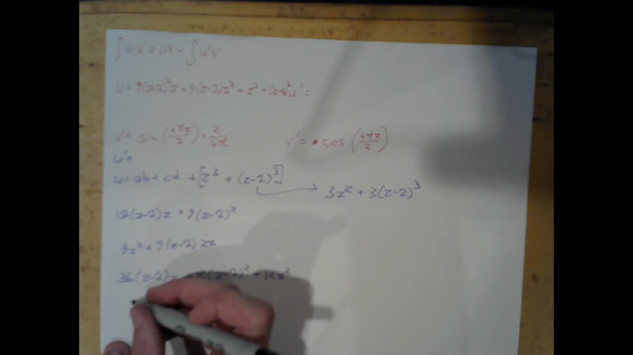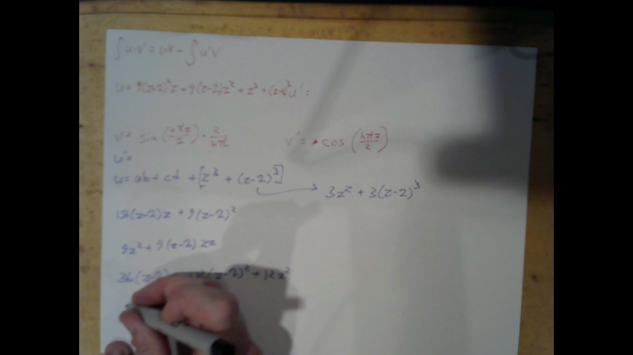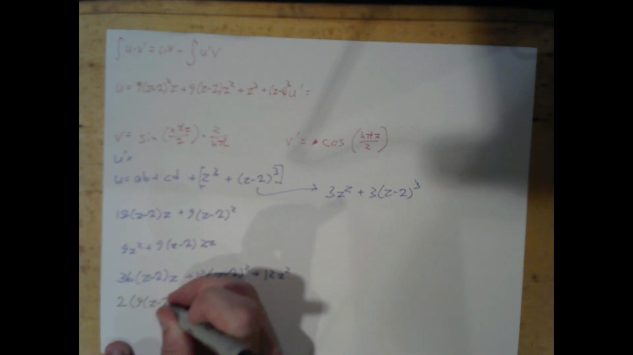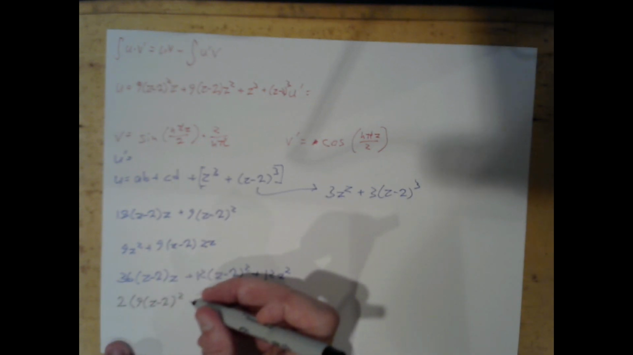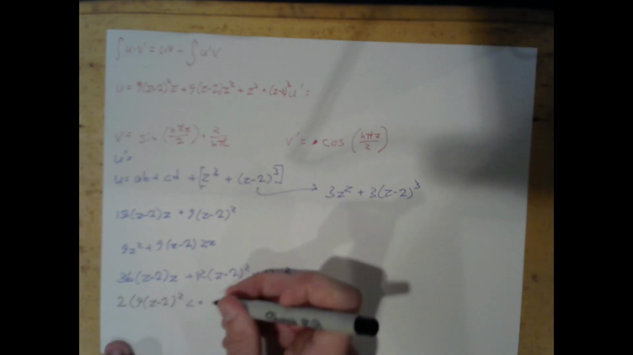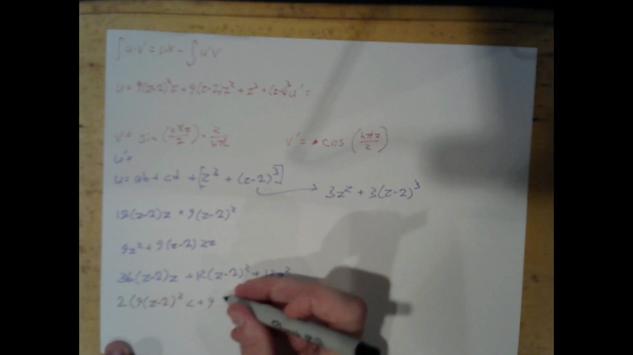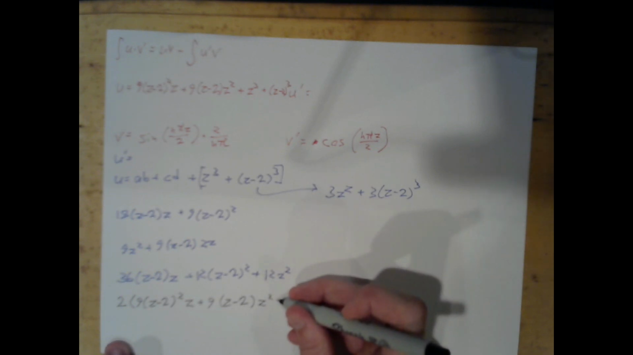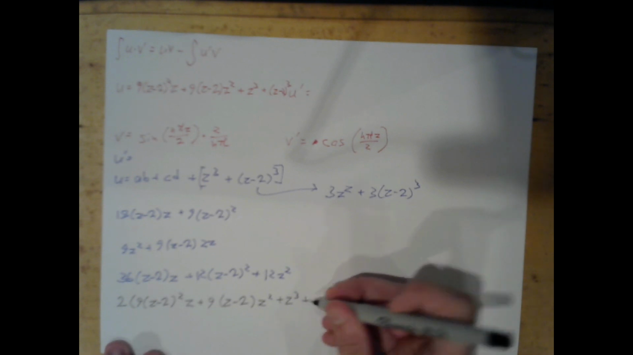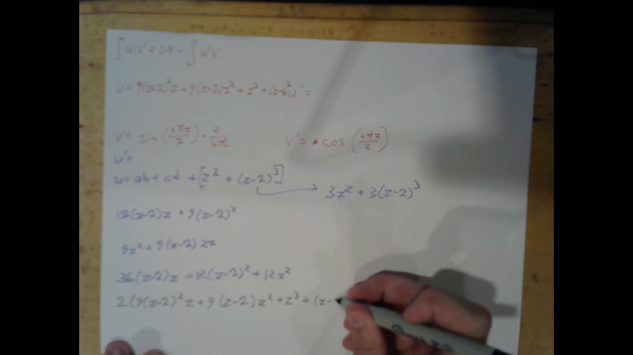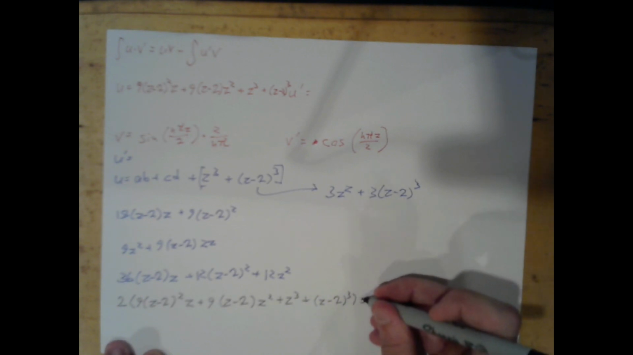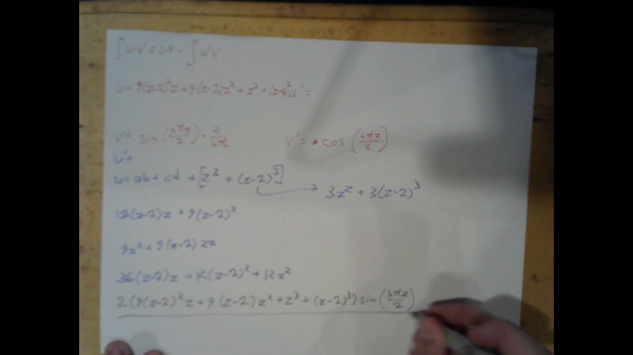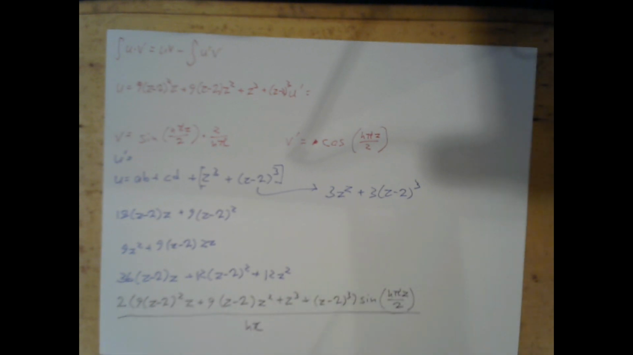We're going to plug it into our original equation, and then we're just going to write the integral on the next page. Okay, so now we're going to be left with, whoa, this pen's dying, 2 times 9 times z minus 2 squared, z plus 9 times z minus 2 z squared plus z cubed plus z minus 2 cubed, all multiplied by sine h pi z over 2 all over h pi. So we're going to leave that for now.